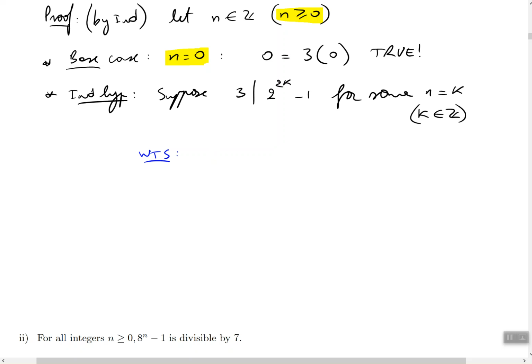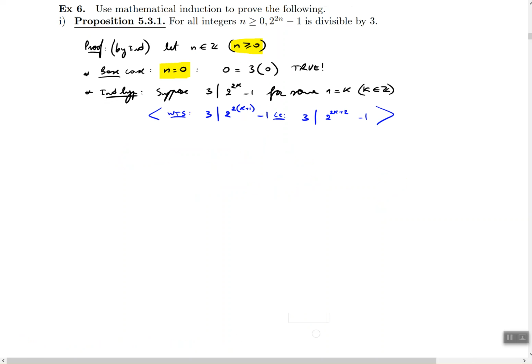So we want to show that 3 divides 2 to the power of 2, and then the next integer, k plus 1 minus 1. So this is equivalent to saying that we would like to know that 3 divides 2 to the power of 2k plus 2 minus 1. So pause the video right now and see if you can test it out. Can you actually prove this?